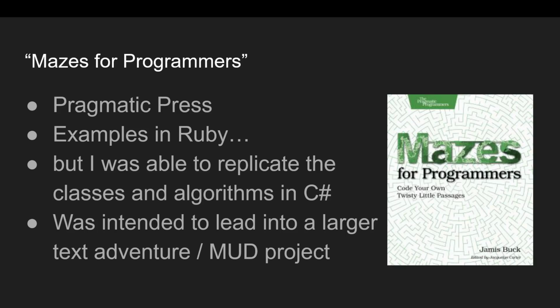What was this? So here's the book. It's Mazes for Programmers. Pragmatic Press is pretty great. Pragmatic and No Starch are probably the two no BS publishers I would go for. The examples are all in Ruby. I don't speak Ruby. Not a lot of people do. It was big for a bit, then kind of went away.